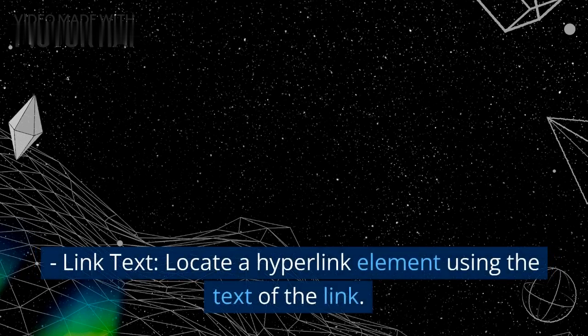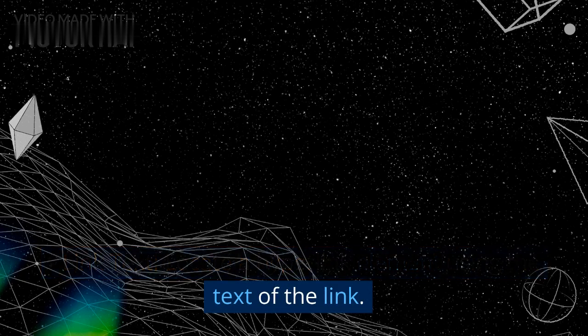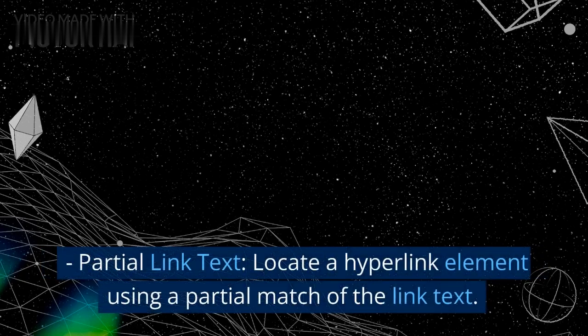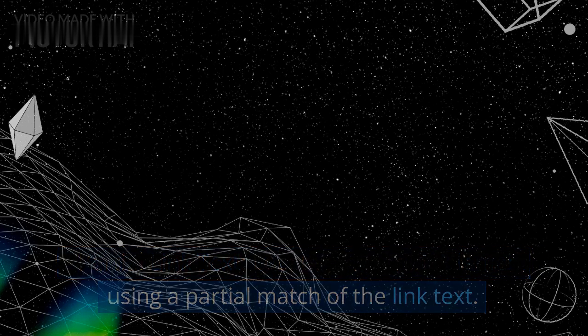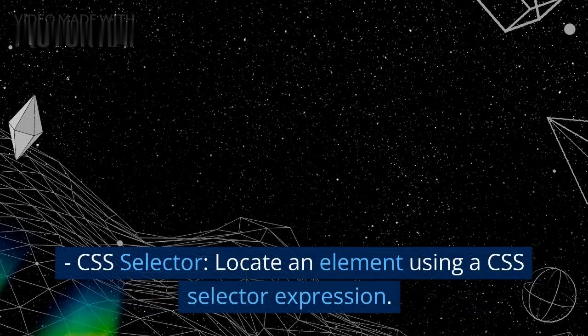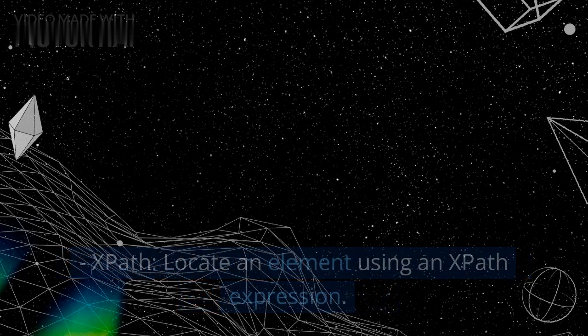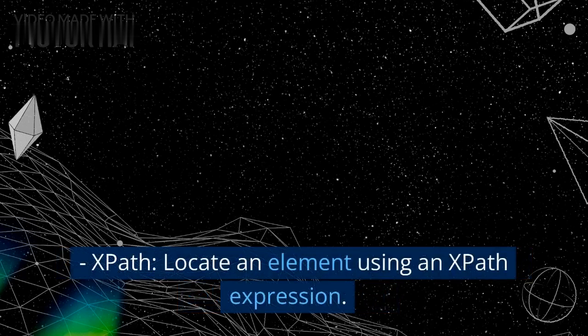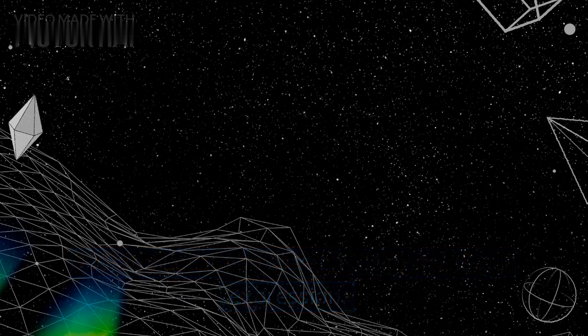Link text: locate a hyperlink element using the text of the link. Partial link text: locate a hyperlink element using a partial match of the link text. CSS selector: locate an element using a CSS selector expression. XPath: locate an element using an XPath expression.